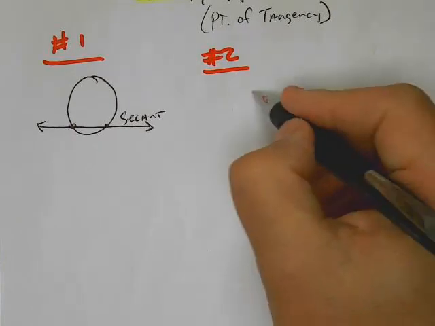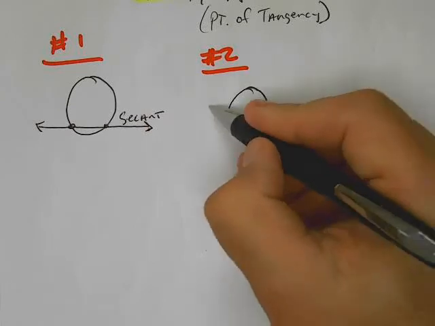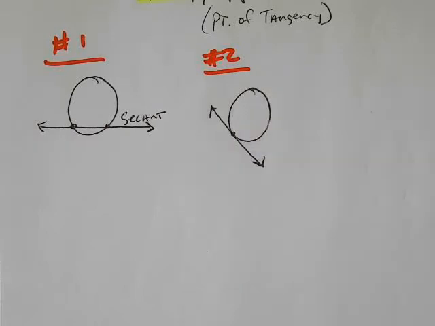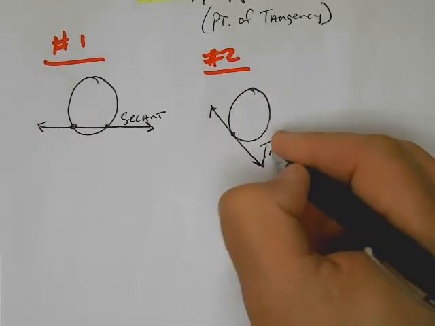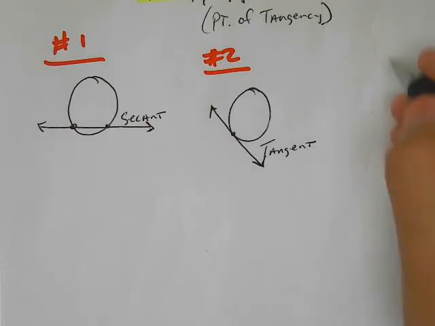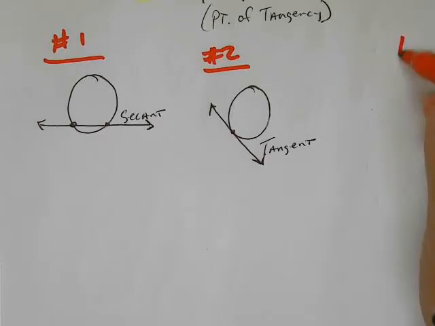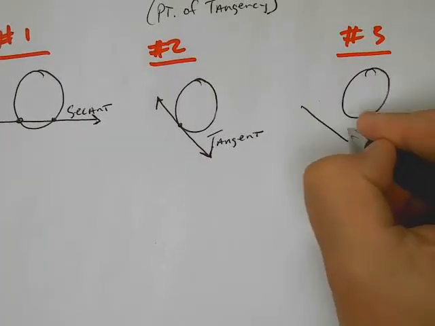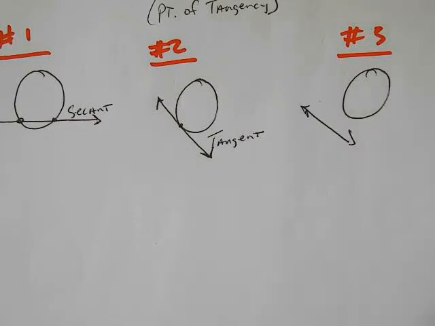Here is scenario 2. I have a circle, and the line intersects the circle at exactly one point. That is a definition of a tangent. And scenario 3, we have a circle and the line does not intersect at all. There's nothing to do there.